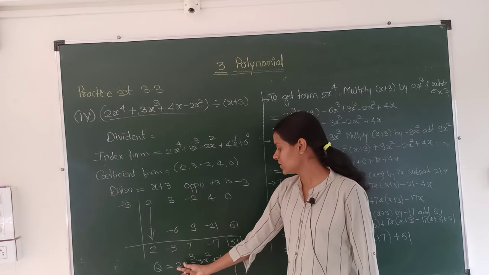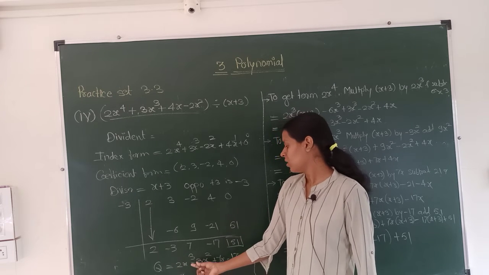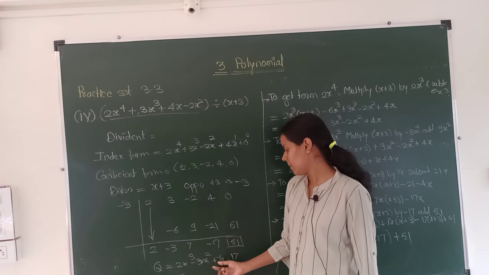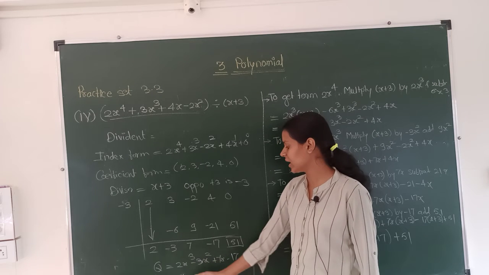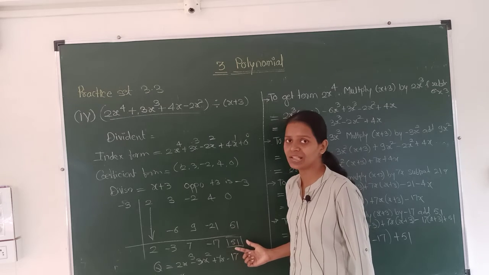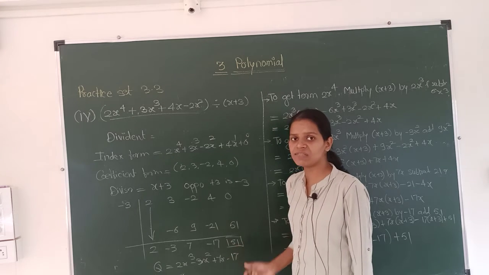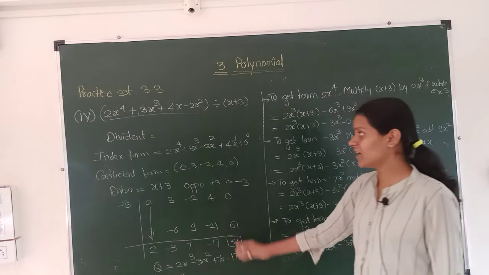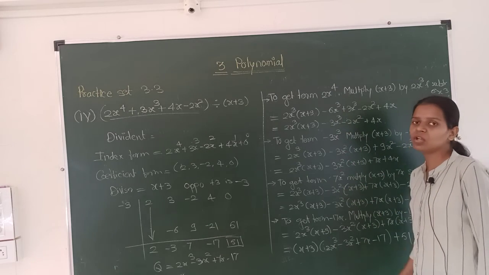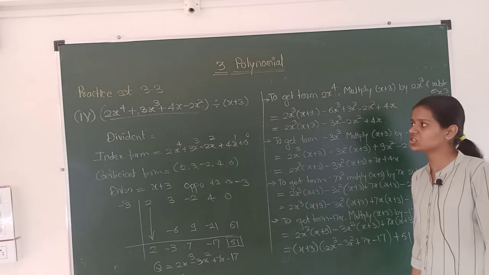So the quotient is 2x^3 - 3x^2 + 7x - 17, and the remainder is 51. Keep in mind the last number is the remainder. This is the synthetic method of division. Now we will move towards the linear method of division.